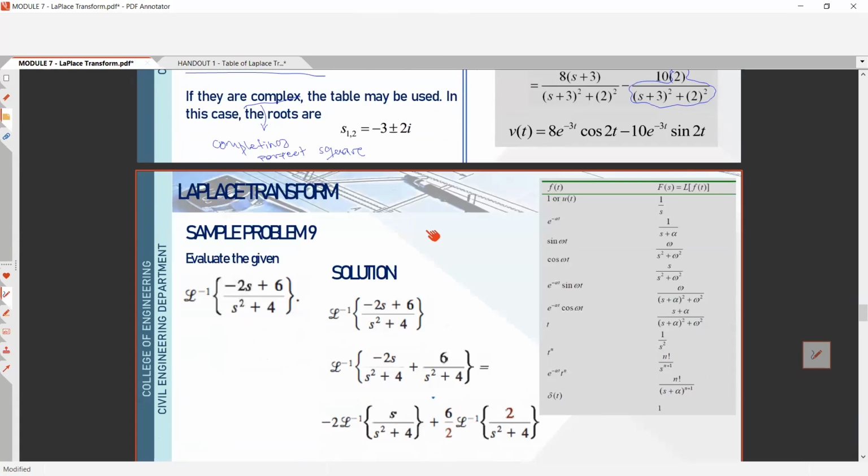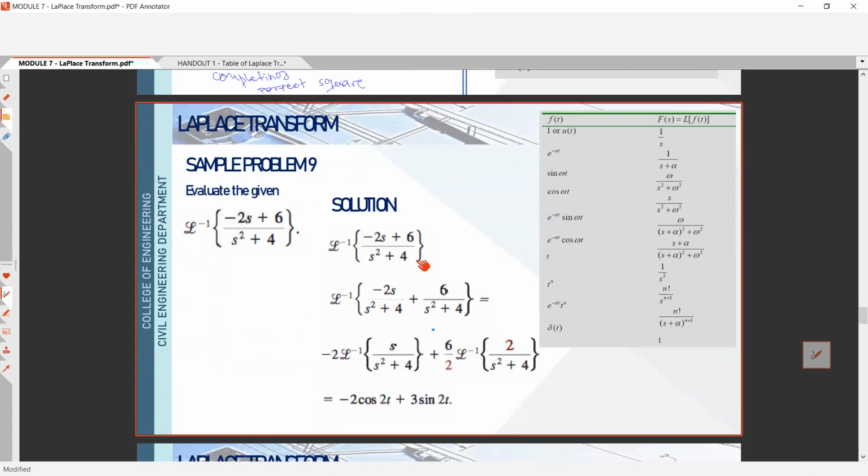So, for sample problem 9, ito, sample problem 9 again. So, evaluate the given Laplace transform, negative 2s plus 6 over s squared plus 4, and take the inverse Laplace. Okay, if you take the inverse Laplace of negative 2s plus 6 over s squared plus 4, pwede mo siyang paghiwalayin. Okay, pwede mo siyang paghiwalayin.